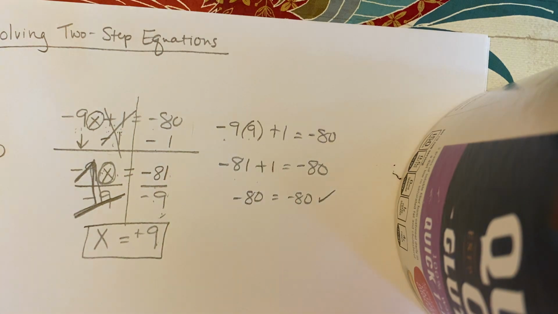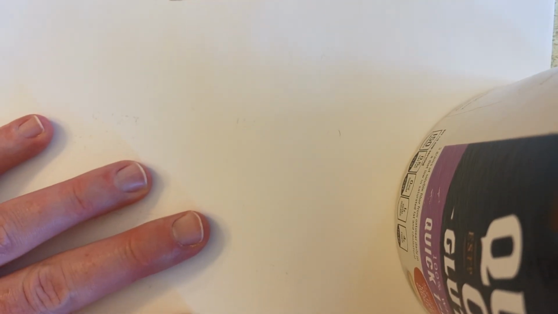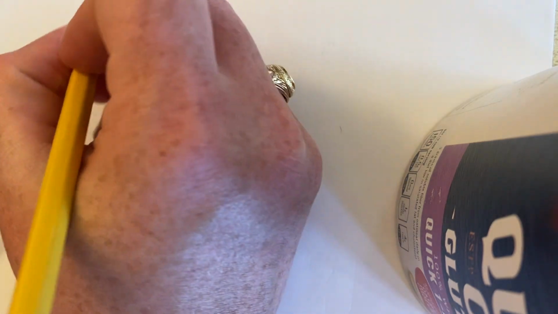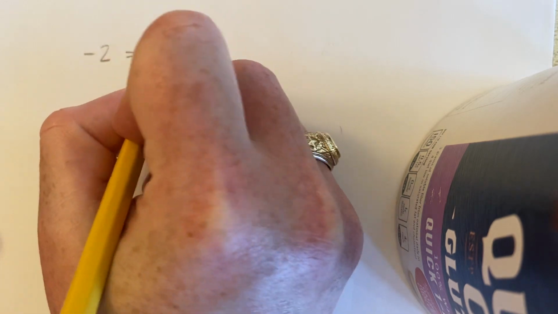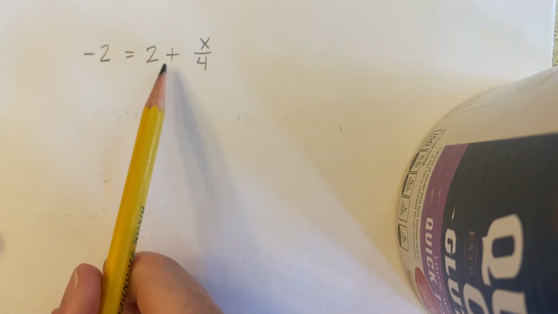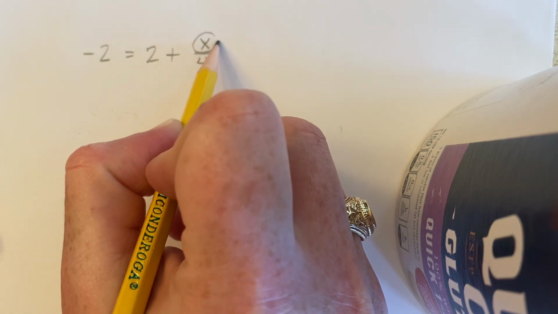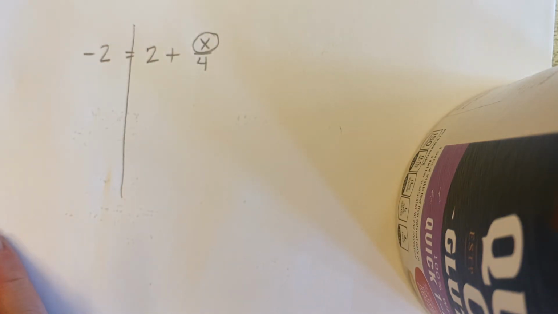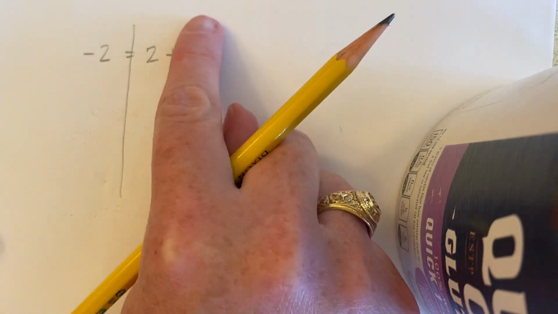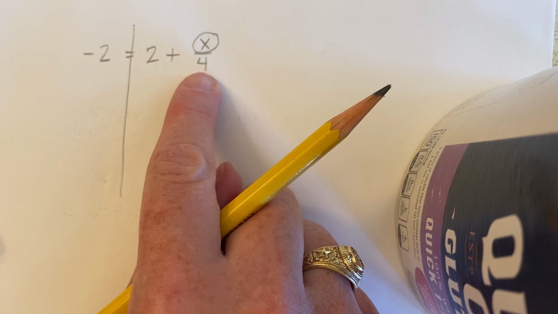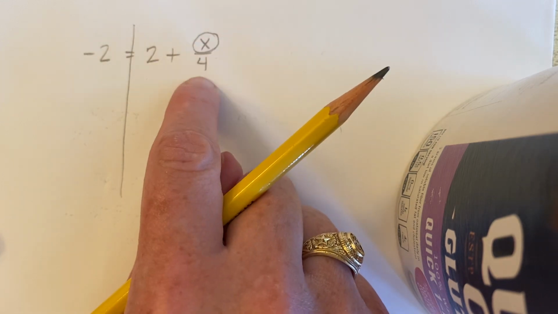Okay. All right, let's look one more time. One more example here. We're going to look at negative 2 equals 2 plus x divided by 4. Here I see x, circle my variable, okay, draw my great wall. Here I see a couple of things. I see a 2 that's being added to a quotient or a fraction. I see a 4 that's being divided by, okay, divided from x.